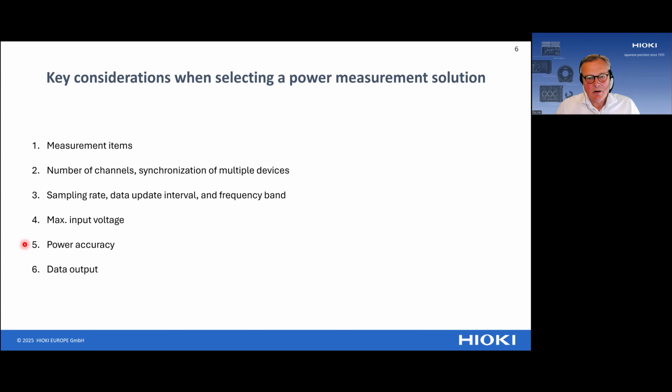Power accuracy. What level of accuracy do you need? Ryuji will explain how to calculate power accuracy of your measurement system, helping you to consider what accuracy you need. And the last one that we also will address is data output: how to export your measurement data. We will show you the options. Depending on your needs, you can select the best one for you.